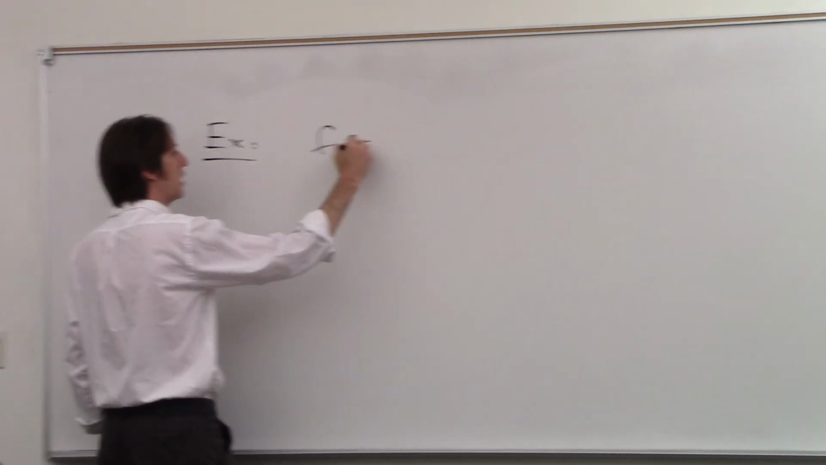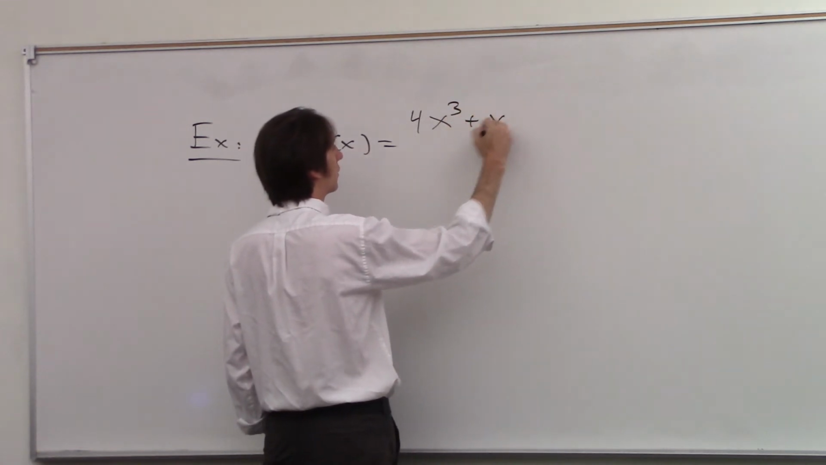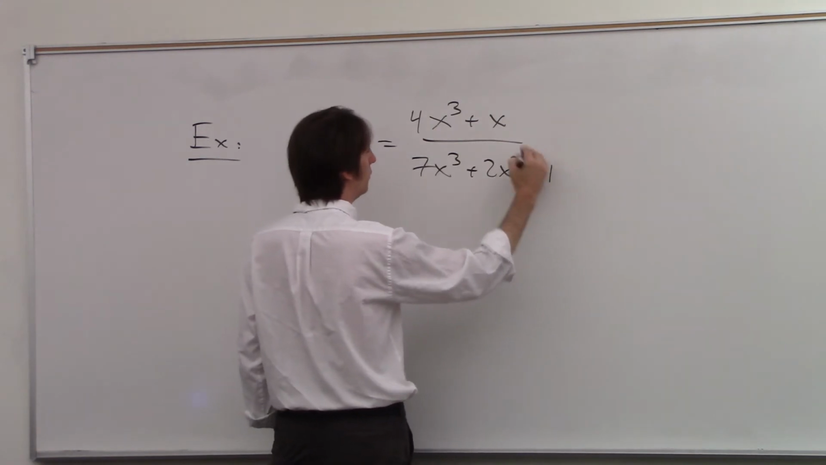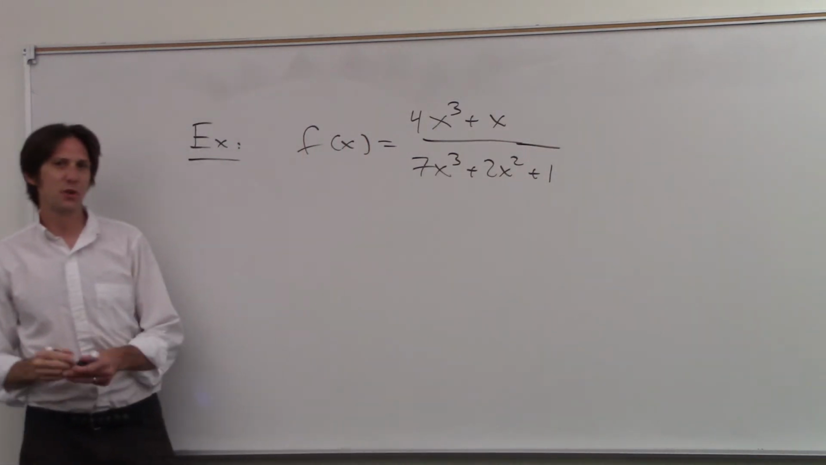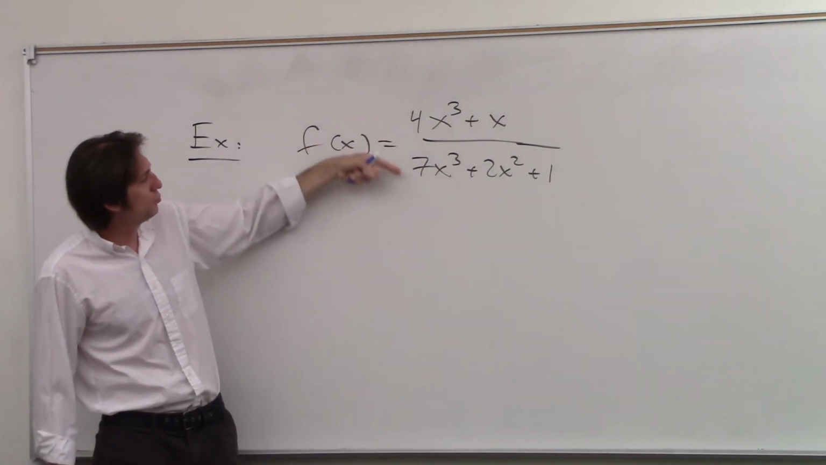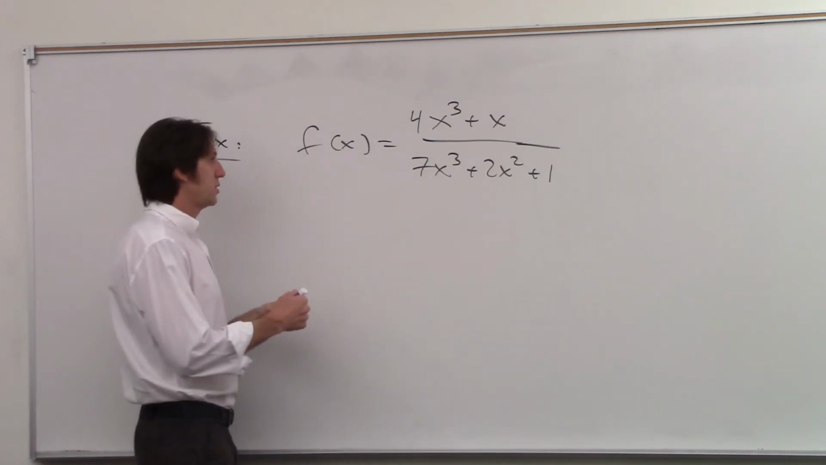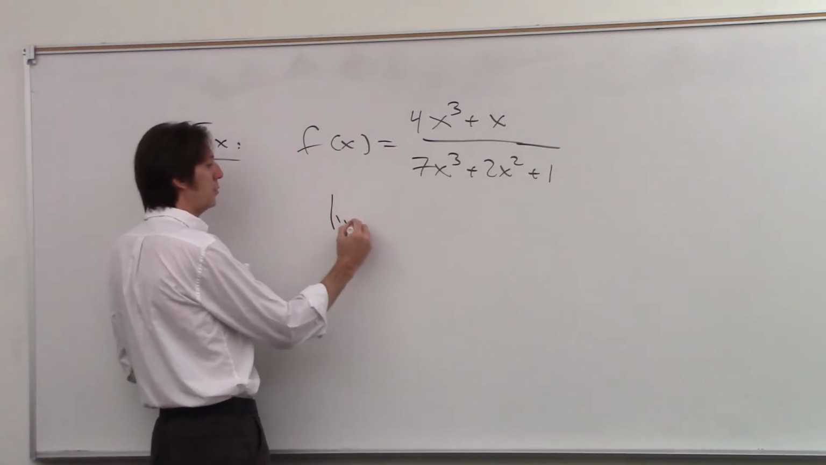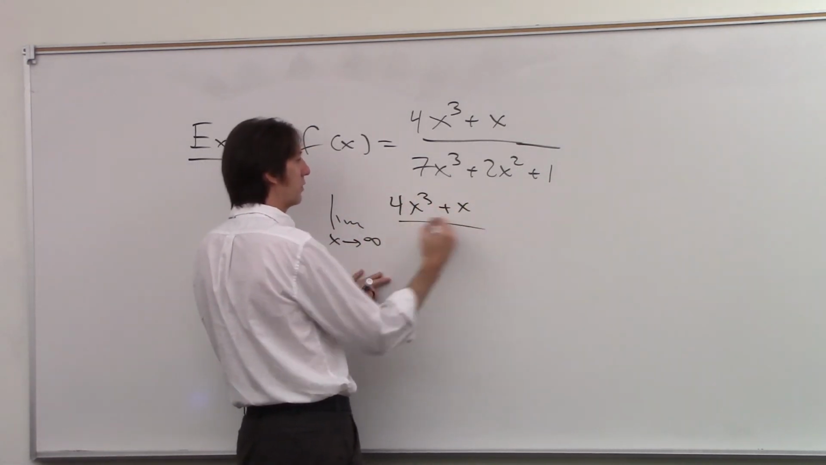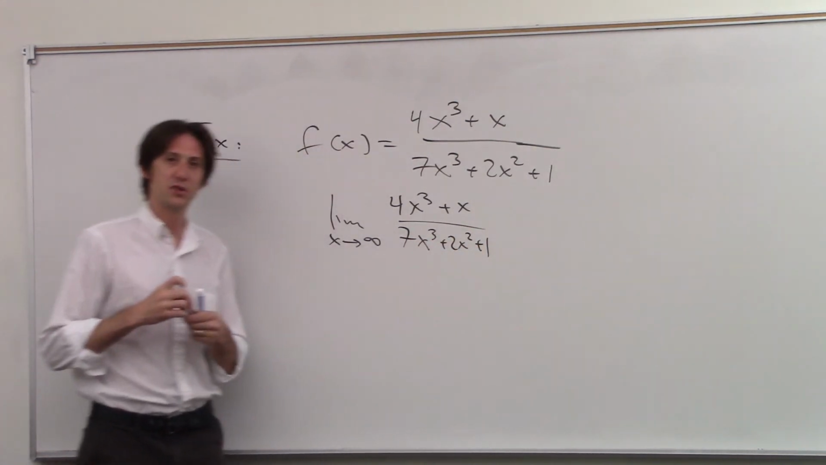Let's say my function f of x is equal to 4x cubed plus x divided by 7x cubed plus 2x squared plus 1. This is a rational function because it's a quotient, a ratio, of 2 polynomials, 2 cubics in this case. If I want to compute the limit as x goes to infinity of 4x cubed plus x over 7x cubed plus 2x squared plus 1, here's the strategy that I can take.